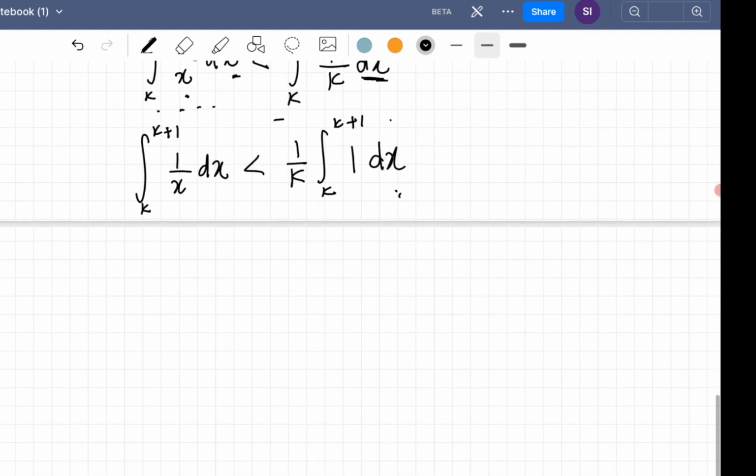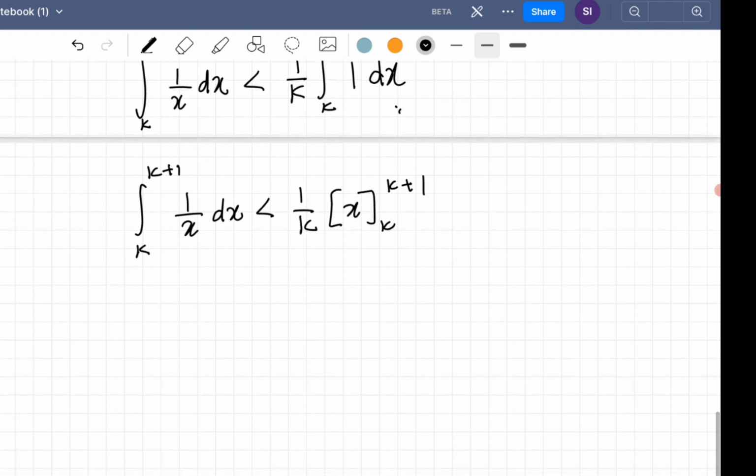Let's further solve this right-hand side. The left-hand side stays the exact same. So the integration from k to k plus 1 of 1 over x dx is less than, no, equal to, and this is just 1 over k. The integration of 1 is just x, from k to k plus 1.